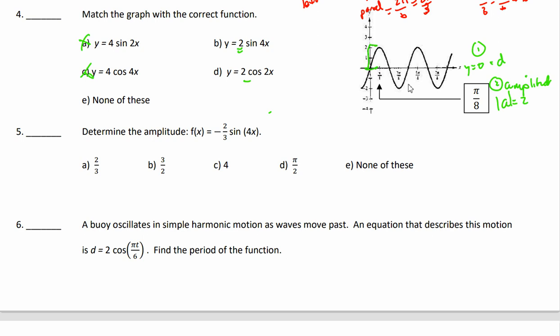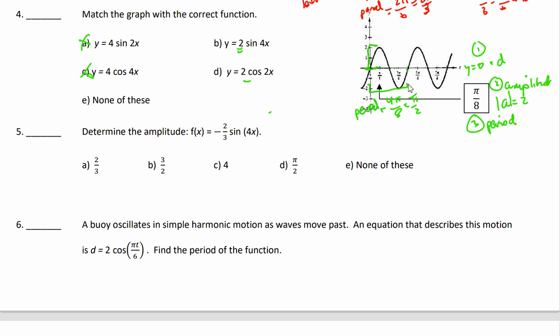Next thing is let's find our period, so we can find our b value. Going from here, this is pi over 8. So pi over 8, 2 pi's over 8, 3 pi's over 8, and then 4 pi over 8. From here to here appears to be 4 pi's over 8, which would give us pi over 2. Pi over 2 would be our period.